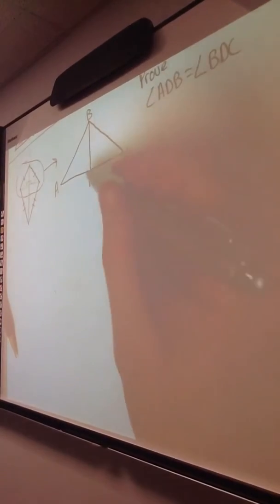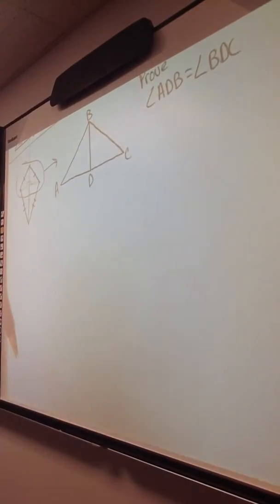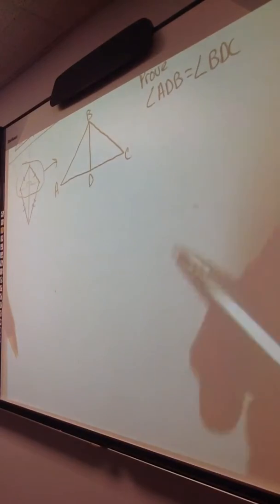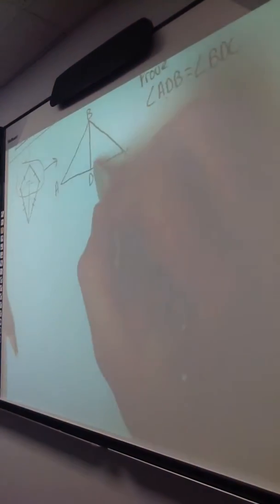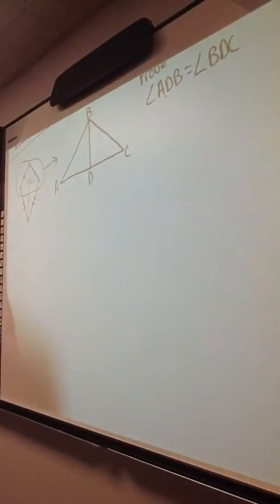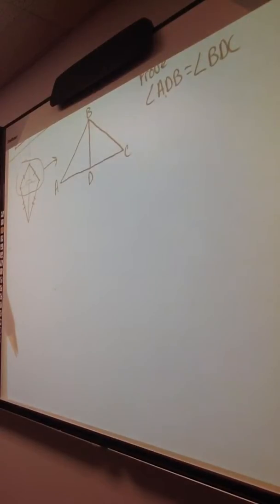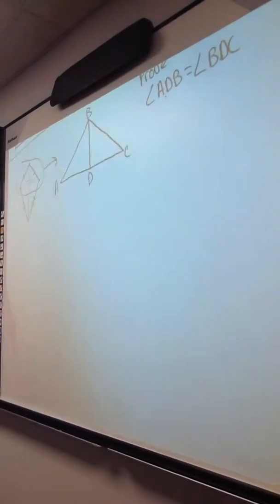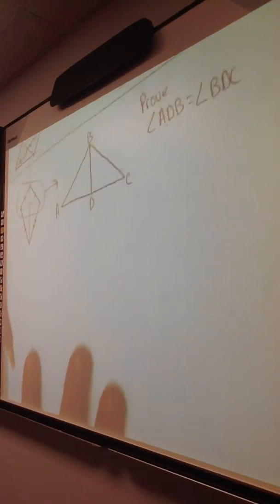So basically, we're proving that these are right angles. And to be able to do that, we'll prove that they're equal. How can we prove that two angles are equal? Let's see if anyone can think of this. Like Linda, maybe she might know something.